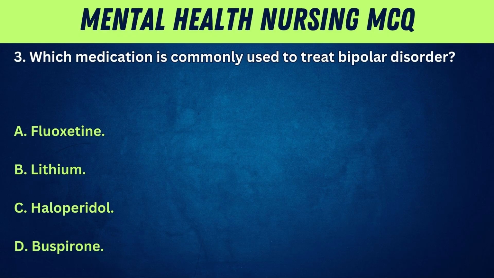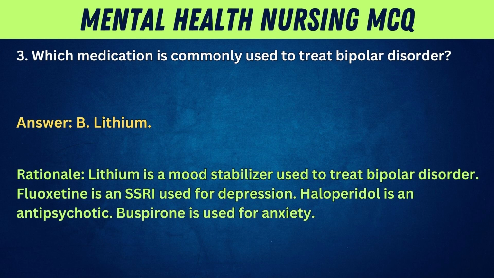3. Which medication is commonly used to treat bipolar disorder? A. Fluoxetine. B. Lithium. C. Haloperidol. D. Buspirone. Answer: B. Lithium. Rationale: lithium is a mood stabilizer used to treat bipolar disorder. Fluoxetine is an SSRI used for depression. Haloperidol is an antipsychotic. Buspirone is used for anxiety.